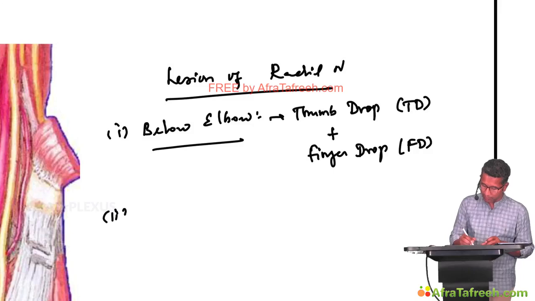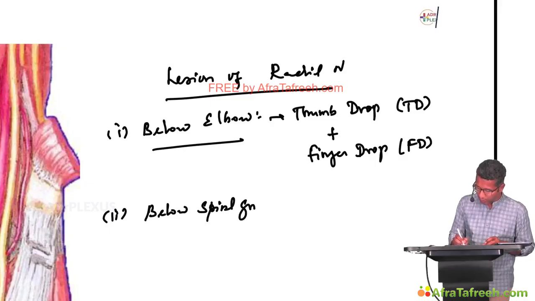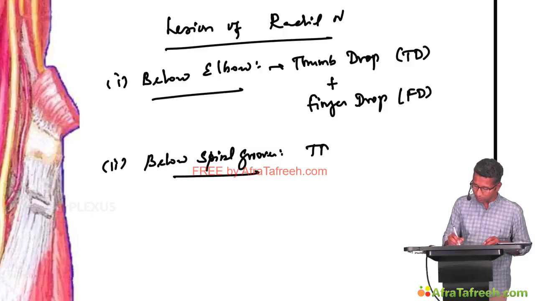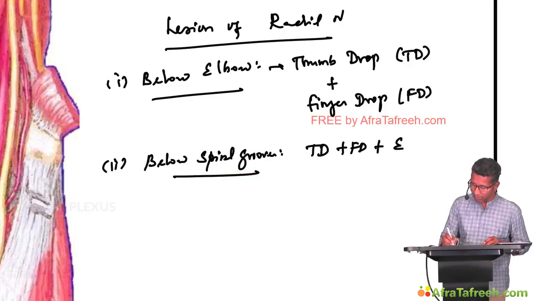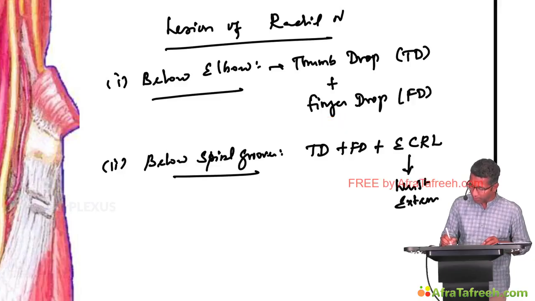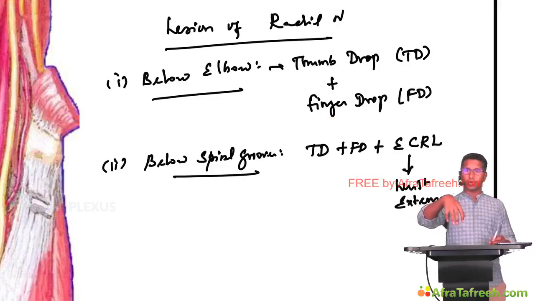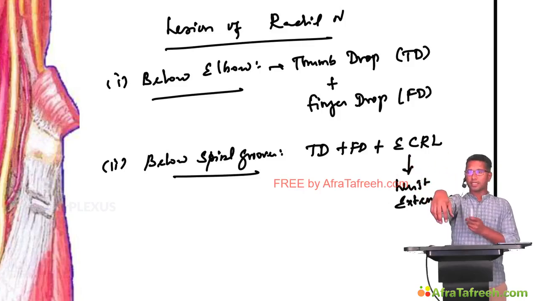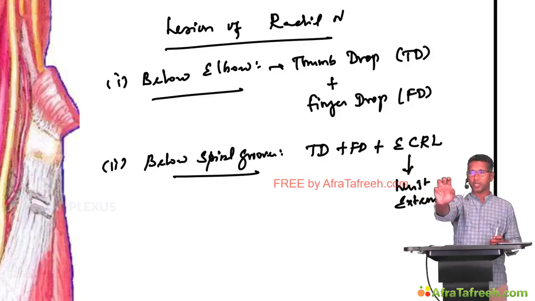Now if the lesion is happening below the level of spiral groove, the above muscles will get affected. So the patient will have thumb drop plus finger drop. In addition to that, the patient will not have functioning of extensor carpi radialis longus. Extensor carpi radialis longus is the wrist extensor. I told you triceps is the elbow extensor, extensor carpi radialis longus is the wrist extensor. The other extensors are the thumb extensors and the finger extensors.